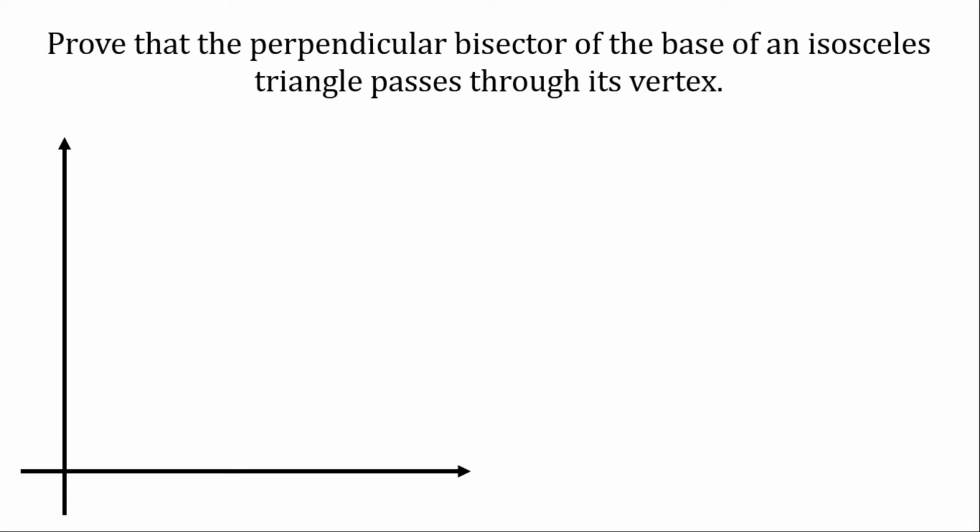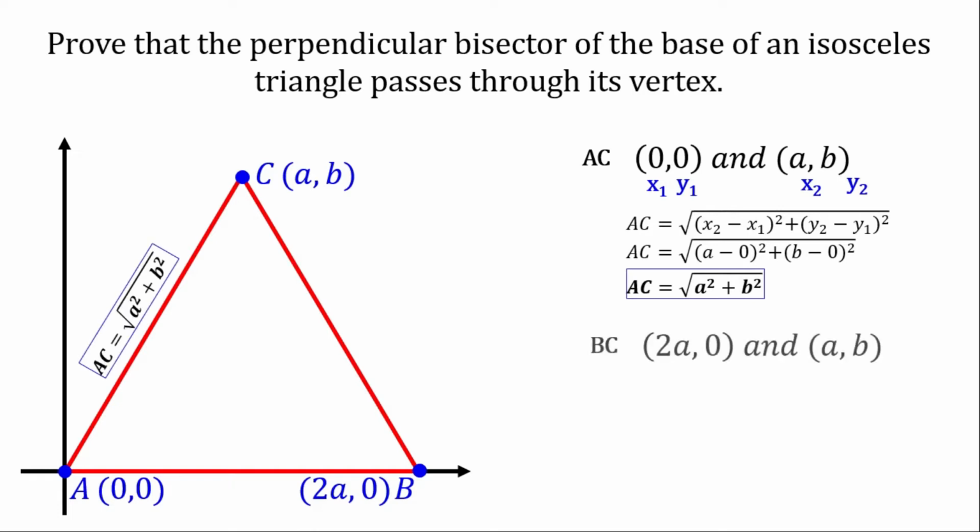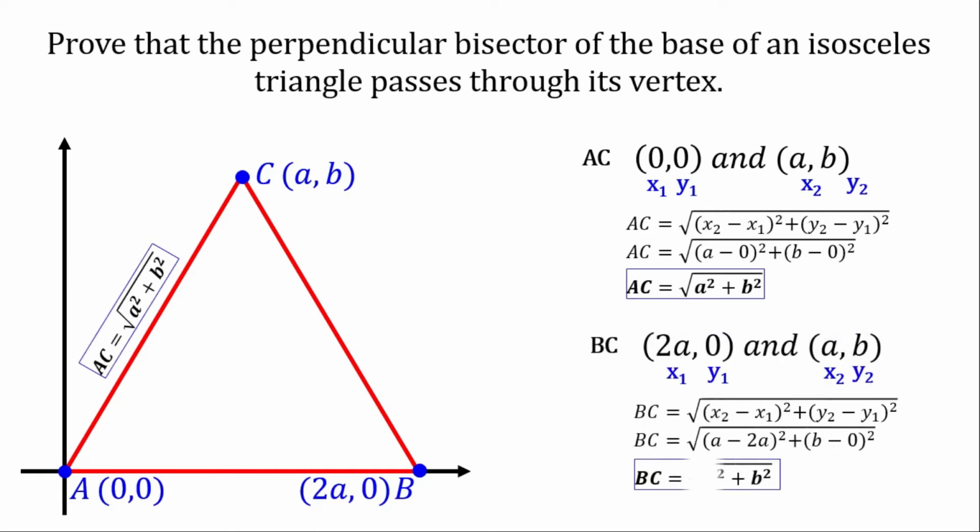So we're now looking for a perpendicular bisector of a triangle. Let's write an isosceles triangle. So this will be an isosceles triangle, and this one is a proof that this is an isosceles triangle. We get the distance of AC and the distance of BC. To do that, we use the distance formula. We just substitute the points that are given.